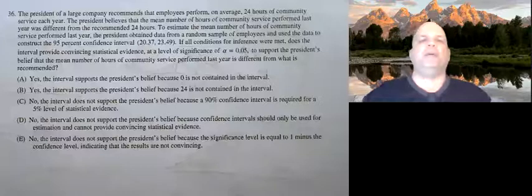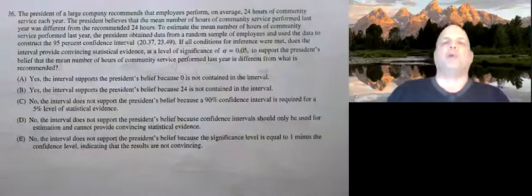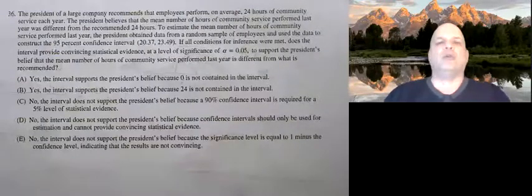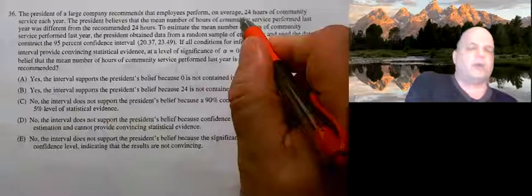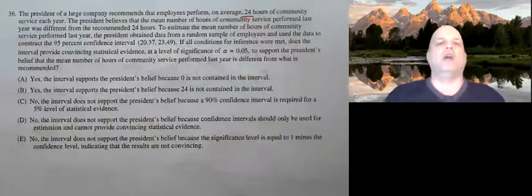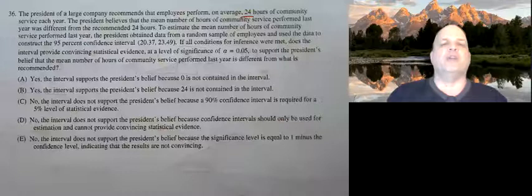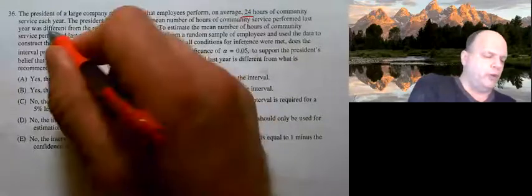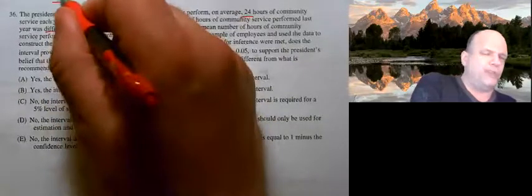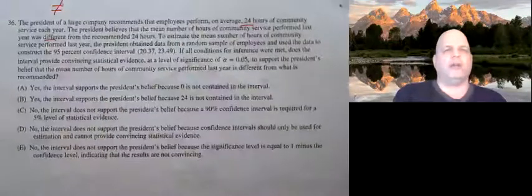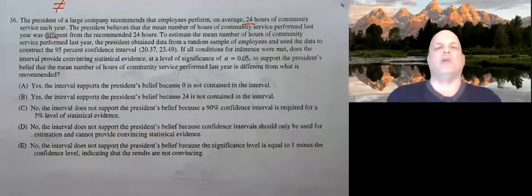All right, number 36. The president of a large company recommends that employees perform on average 24 hours of community service. All right, so they're wanting 24 hours of community service each year. The president believes that the mean number of hours of service performed last year was different. In other words, that it was not equal. It was a two-tailed test from the recommended 24.